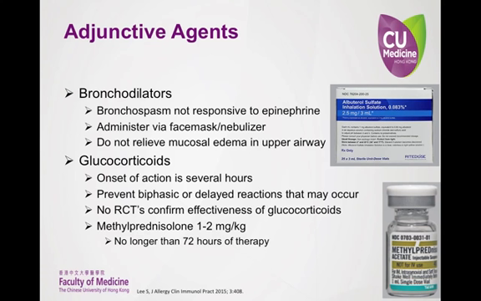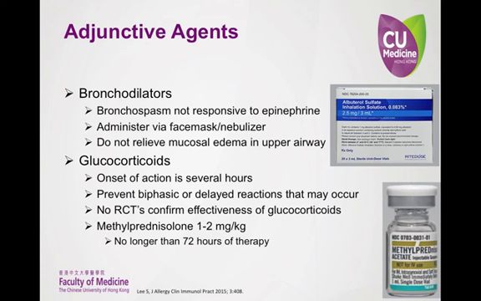Glucocorticoids are another adjunctive therapy that you will commonly see utilized. Again, it is important to emphasize that glucocorticoids are not a primary therapy, as their onset of action takes several hours. The reason why glucocorticoids like methylprednisolone are commonly used is that they may prevent biphasic or delayed reactions. No more than 2 days of therapy should be given.